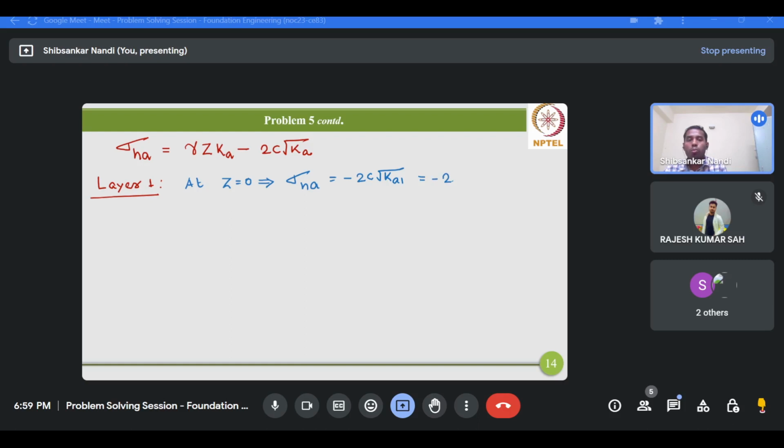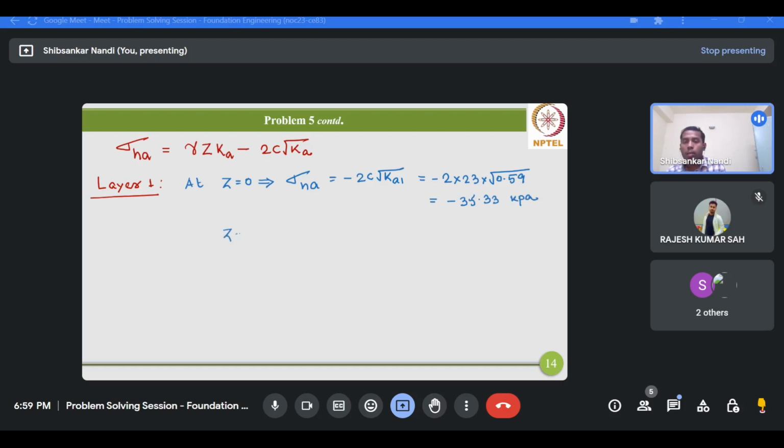So 2 multiplied by, what is the cohesion value of layer 1? 23, and the active earth pressure coefficient is 0.59. So quickly tell me, what is the value? So it will be minus 35.33.